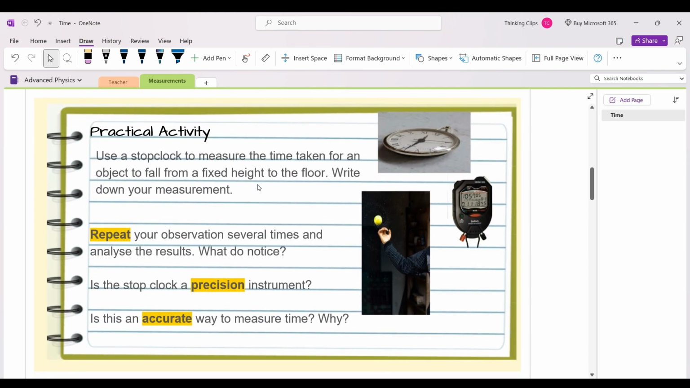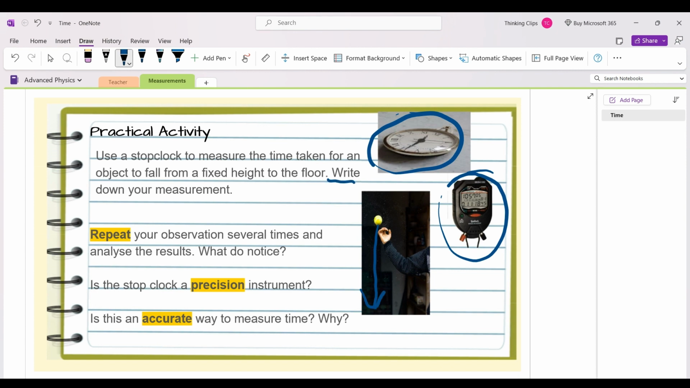There's a practical activity to realize just how inaccurate time measurements can be. I would advise that you take a stop clock. It could be an old-fashioned one like this, could be a more modern one like this, or the sort of thing you get on a smartphone, and just measure a very simple but quick event, such as an object falling from a fixed height, down to the floor, over and over again, and write down your measurement.